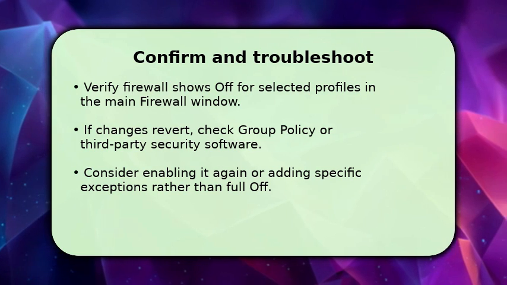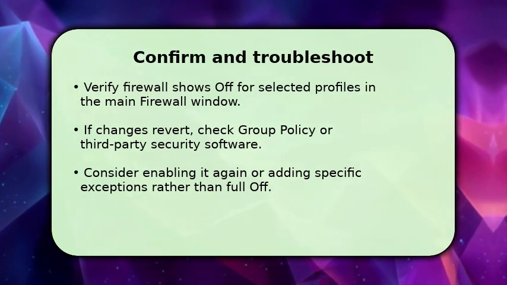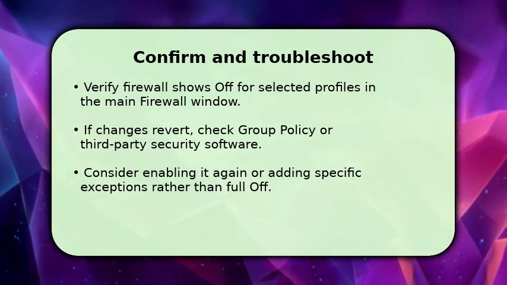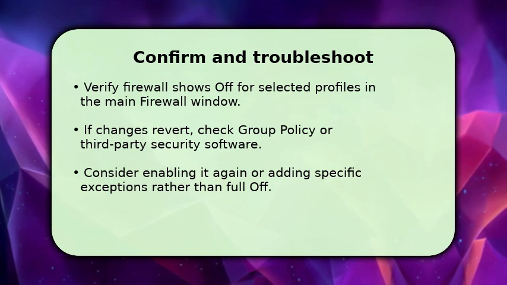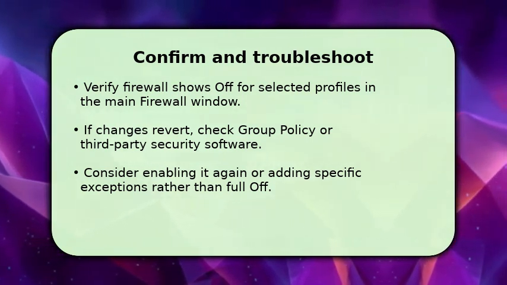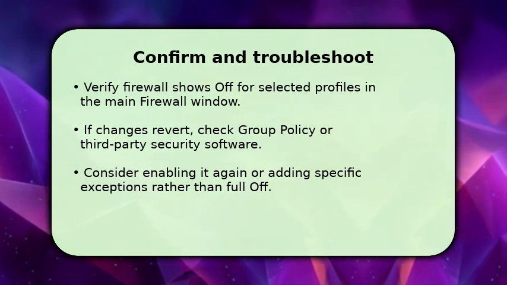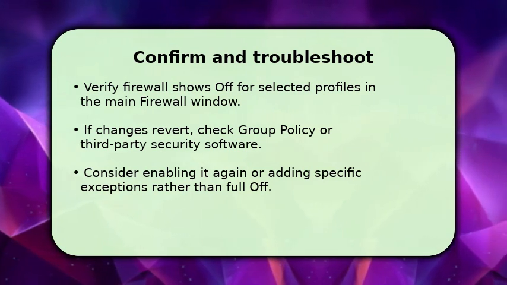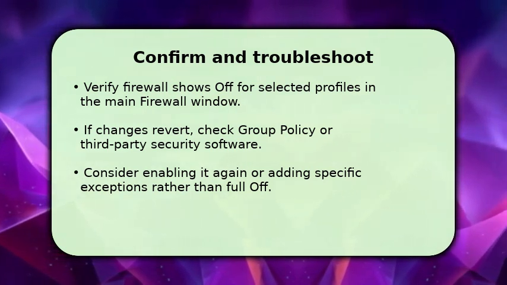That verifies success. If settings revert or the off option is grayed out, make sure Group Policy isn't enforcing settings and that third-party antivirus suites aren't overriding Windows Firewall. If you have connectivity issues or security concerns, re-enable the firewall and add specific program or port exceptions instead of leaving the firewall disabled.